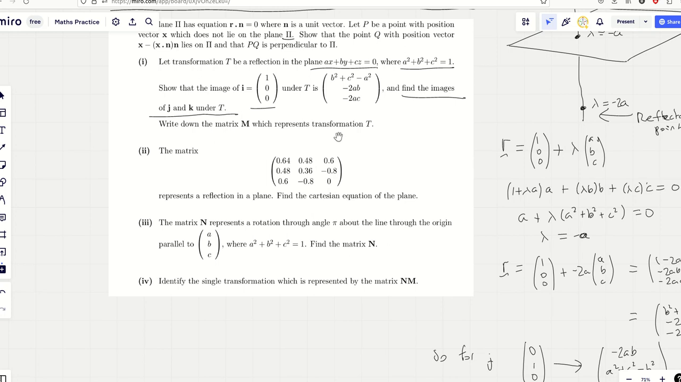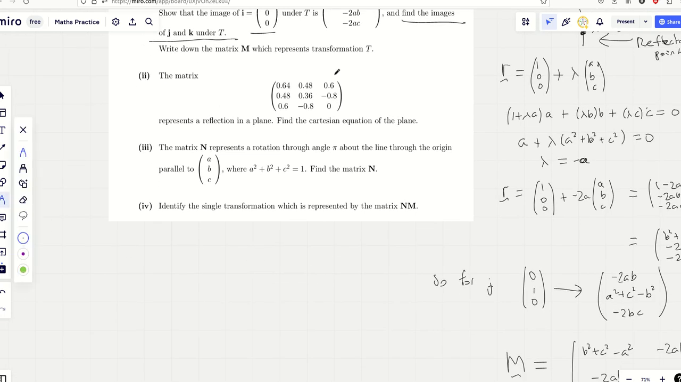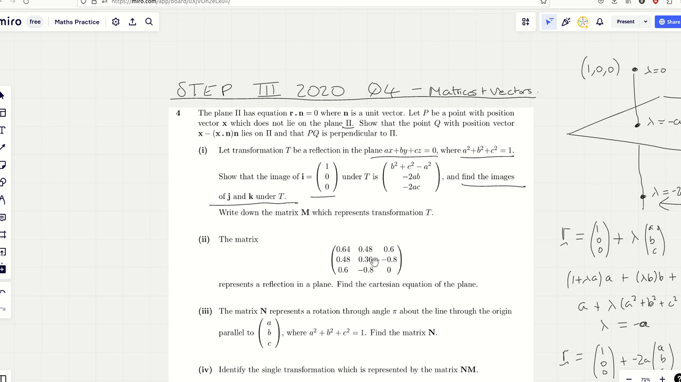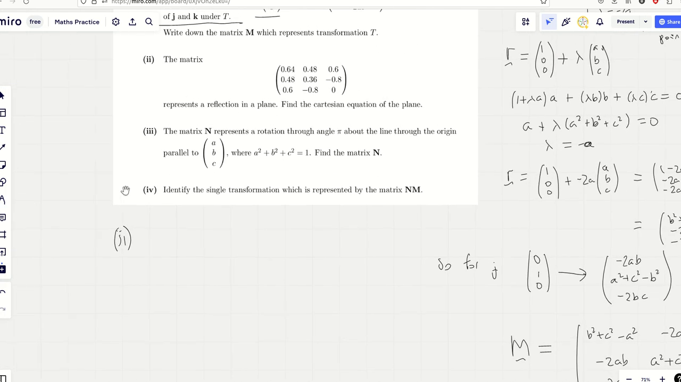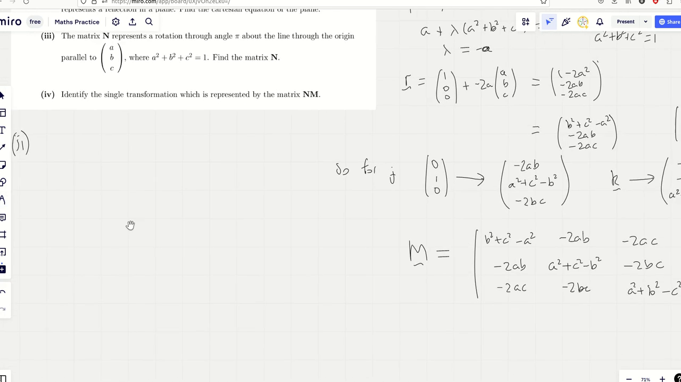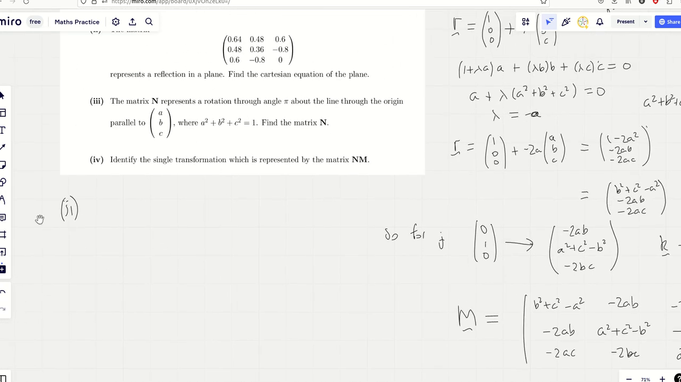I quite like that. Part 2 was just basically applying this result because it represents a reflection in the plane. Find the Cartesian equation of the plane, so that's nice. So all I did was I just thought, well, this is a reflection in the plane, and I just used the result without thinking. So I used the diagonals actually.